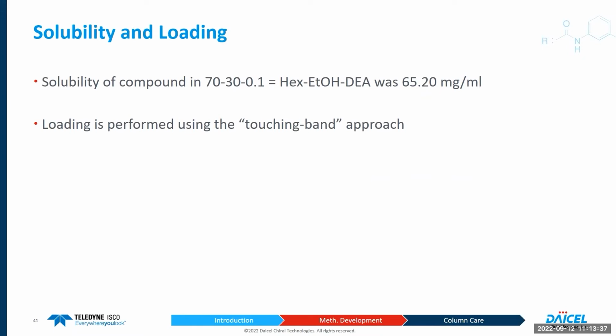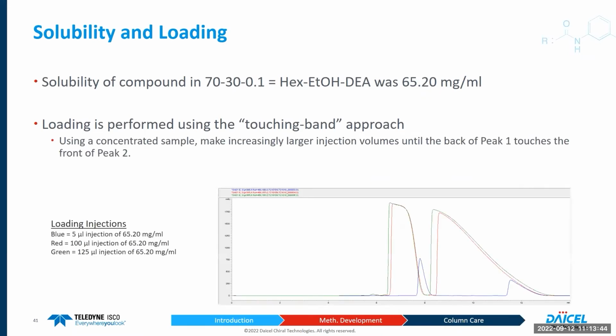So we take that concentrated sample and we begin loading more onto the column using the touching band approach, which is essentially a fancy way of saying make increasing injection volumes until the back of peak 1 touches the front of peak 2. So if we do that, as this chromatogram here shows, in blue, you've got what would be sort of an analytical injection at 5 microliters, and you begin adding more and more material. Red is 100 microliter, green is 125 microliter. And you can see here, especially in the green, that the back of peak 1 is almost touching the front of peak 2.